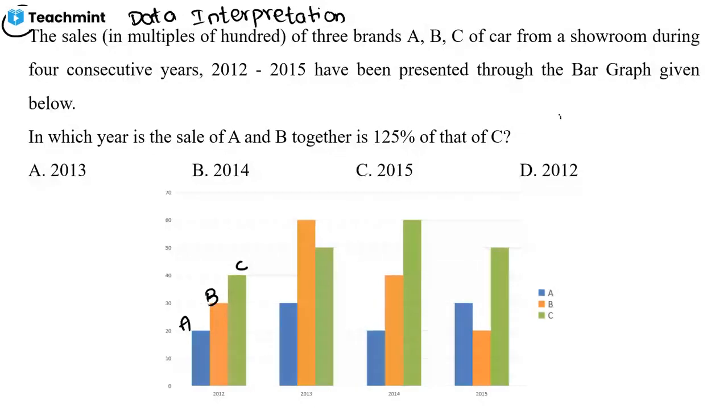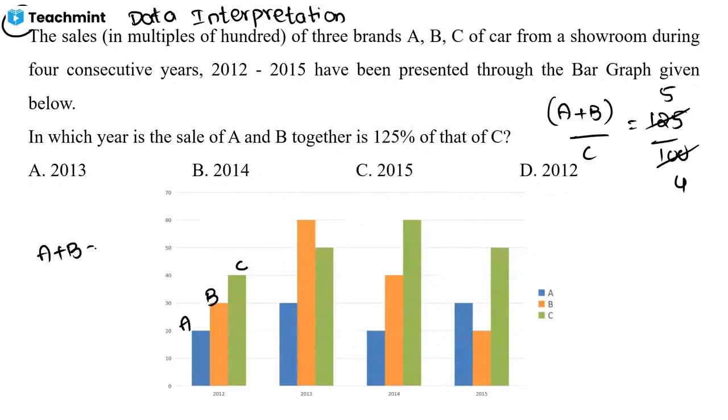A and B adding is 125% of C means 125 by 100. It's 5 is to 4 ratio we require, or 125 also we may come. Now let's see A and B here, 50. First option itself is producing for us. 2012 itself, A plus B is 50, C is 40, the ratio is 5 is to 4. Satisfied. 2012 itself satisfied.